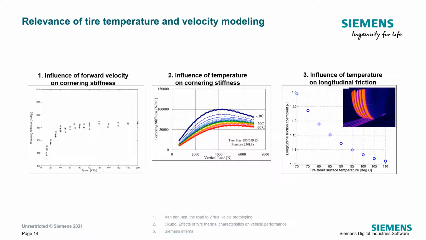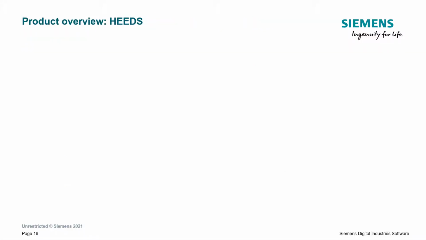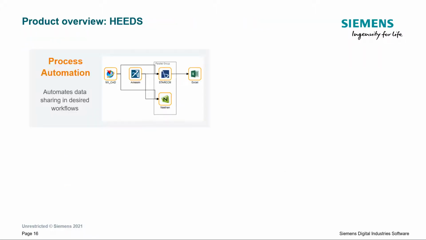Applying simulations like suspension simulation in Simcenter Aimsim, which runs very quickly, to an automated design space exploration study with HEEDS enables you to explore hundreds of design scenarios and optimize a system. In this particular example, they are focused on the induced toe angle during a bump maneuver and the self-steering angle during a steering maneuver. To understand what HEEDS is, though, the software allows you to automate data sharing seamlessly between a wide variety of tools in case you need to involve them in the study.